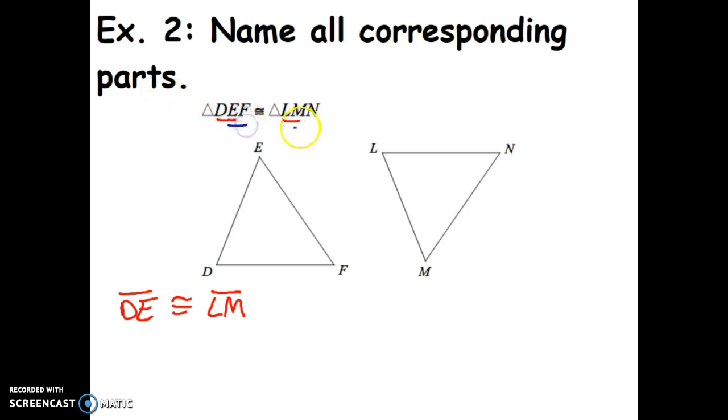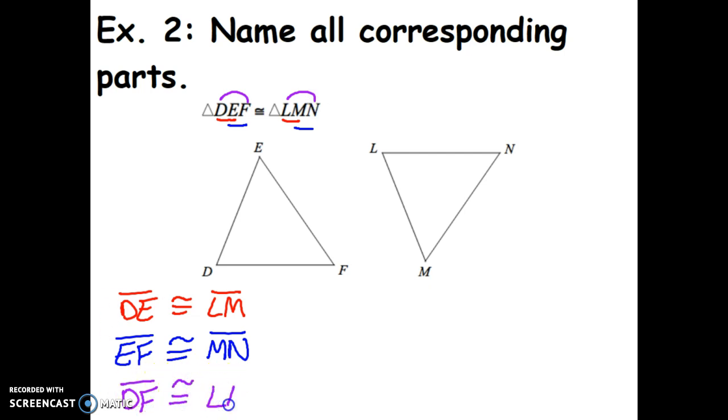Now we'll do the last 2. Line segment EF is congruent to line segment MN. And then finally, the first and the last. Line segment DF is congruent to line segment LN. Now we have named all of the corresponding sides. Now we're going to move to our angles. So let's begin with the first. We got D and we have L. So angle D is congruent to angle L.